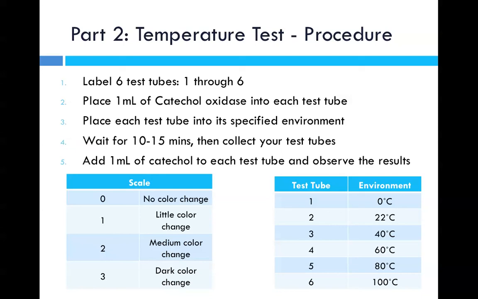The scale which we're using is 0, 1, 2, 3, which means 0 is nothing and 3 is the most. 2 would mean medium, and 1 would be little coloration. And the test tubes, we have 1, 2, 3, 4, 5, 6, and we used an increasing range of temperatures. So 1 would be 0°C, 2 is 22°C, which is also known as room temperature, 3 is 40, 4 is 60, 5 is 80, and then 6 is 100.